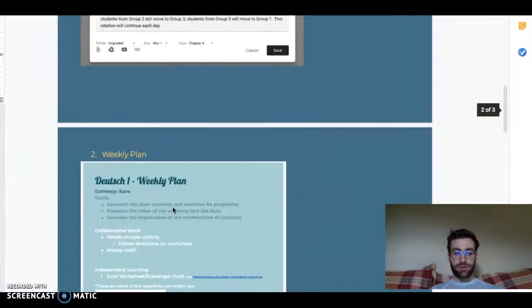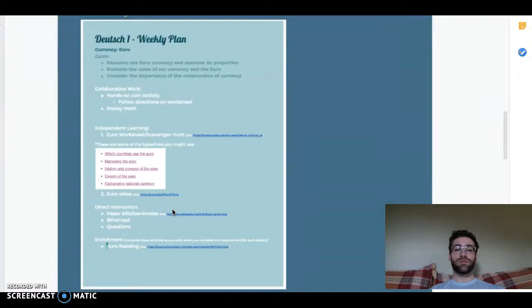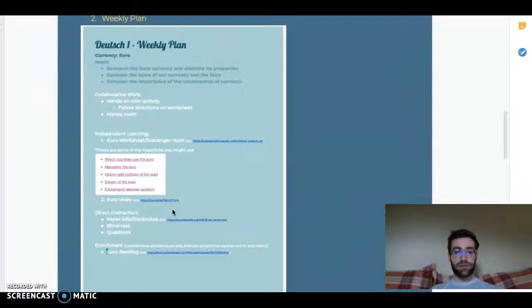Then I posted the weekly plan as an attachment to that assignment, so I have that here. And you can see that I have also stated the topic, the goals for this lesson, which I have listed as research the euro currency and examine its properties, evaluate the value of our currency and the euro, and consider the importance of the construction of currency.